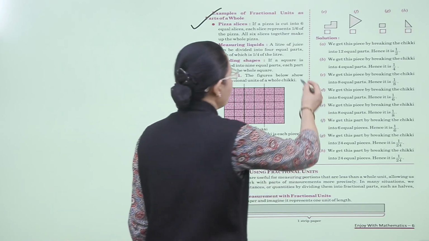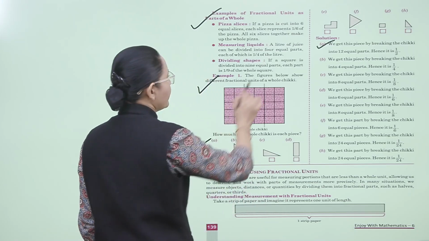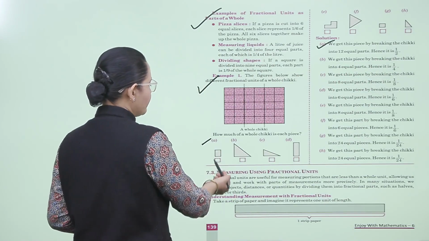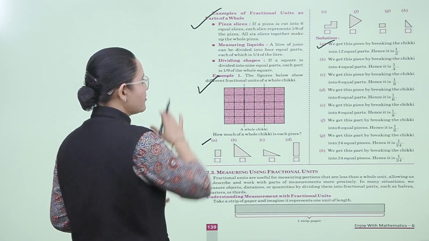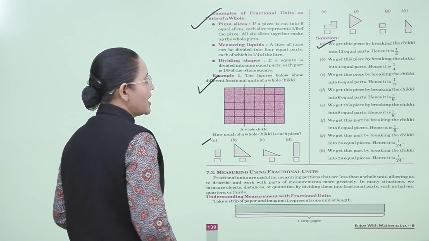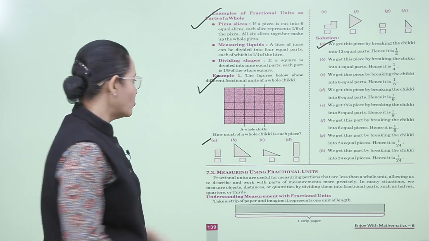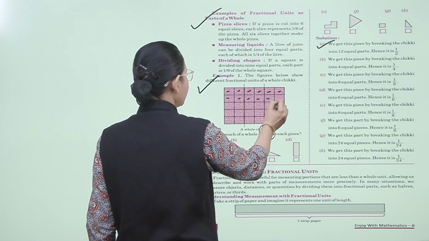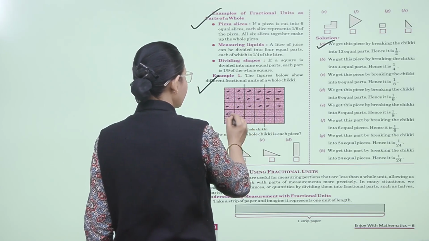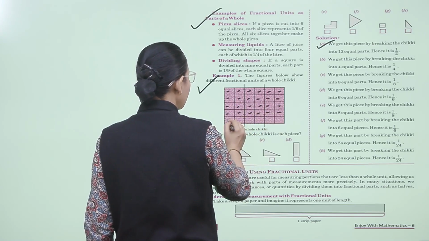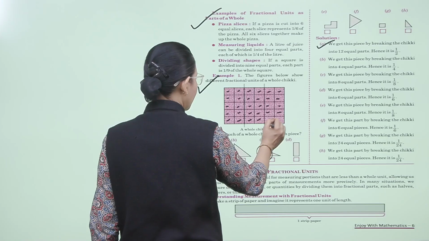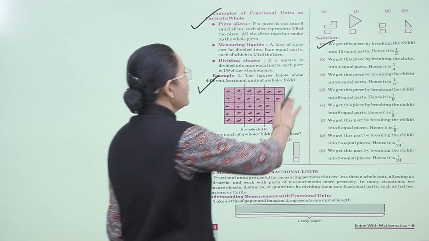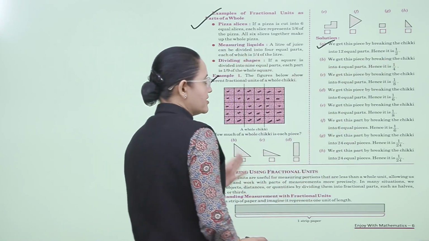So in A, we get this piece by breaking the chicky into 12 equal parts. We have to divide the whole chicky into 12 equal parts like this. Total parts: 1, 2, 3, up to 30. So we get this piece by breaking the chicky into 12 equal parts.